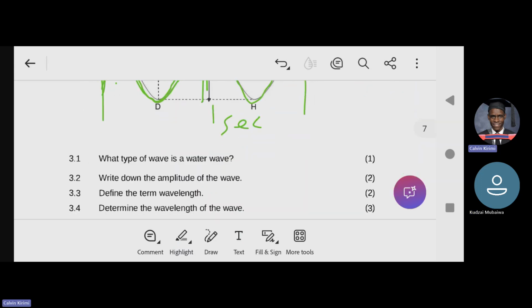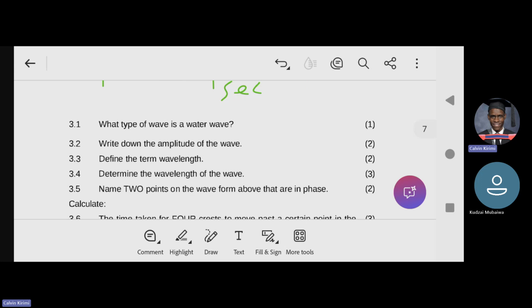What type of wave is a water wave? Are they longitudinal? Are they transverse? Transverse. Why is it transverse? When you swim in the water, you are moving forward, but your disturbance, which you are putting in with your legs, is hitting where? The water.